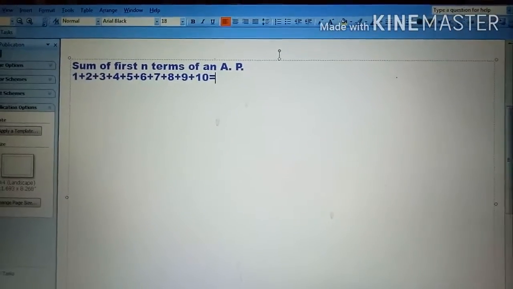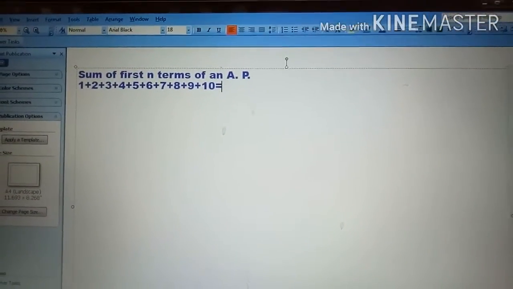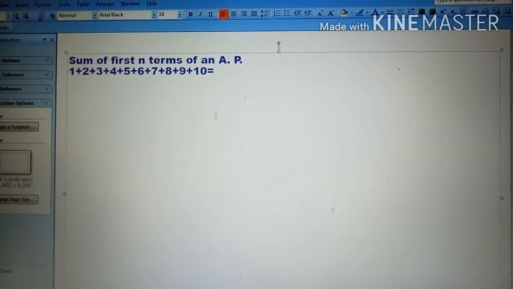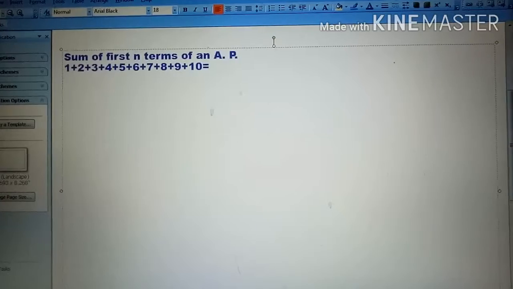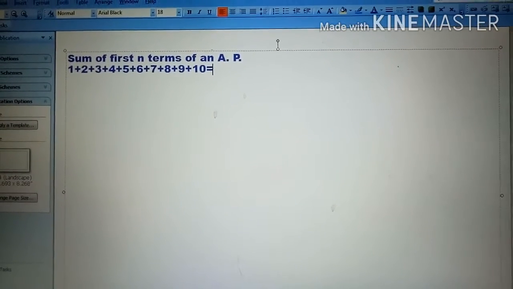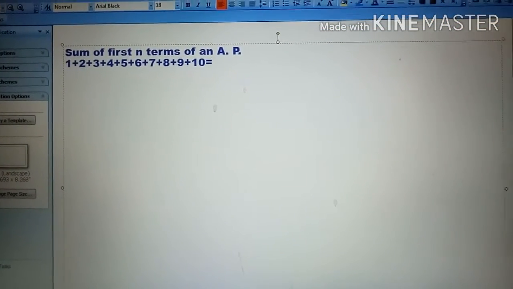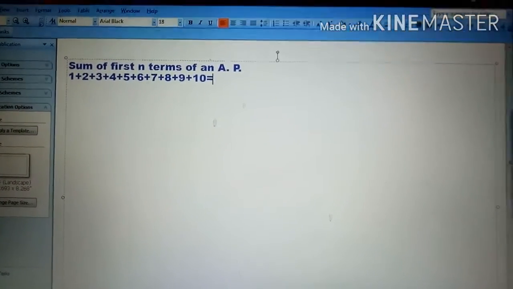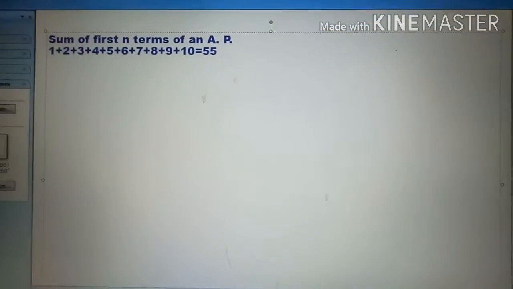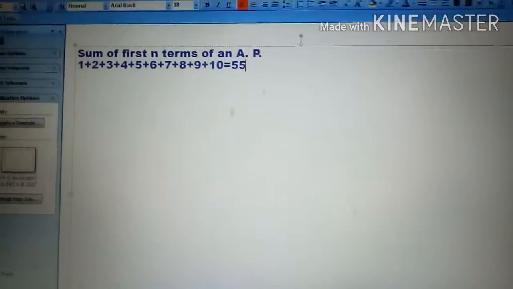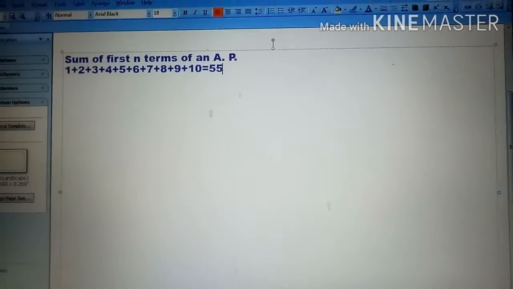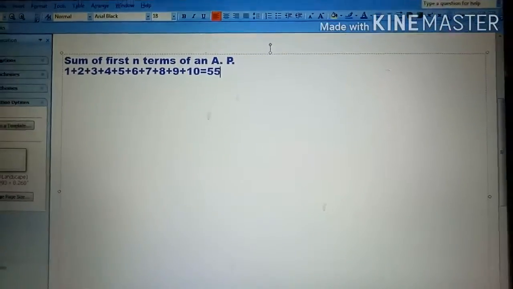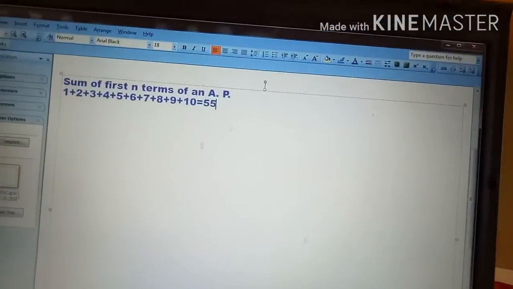how can we do it? 1 plus 2 is 3, 3 plus 3 is 6, 6 plus 4 is 10, 10 plus 5 is 15, 15 plus 6 is 21, 21 plus 7 is 28, 28 plus 8 is 36, 36 plus 9 is 45, 45 plus 10 is 55. So its sum becomes 55. But it takes a lot of time, and if we want to reduce the time, then we have to use the sum of first n terms of an arithmetic progression.